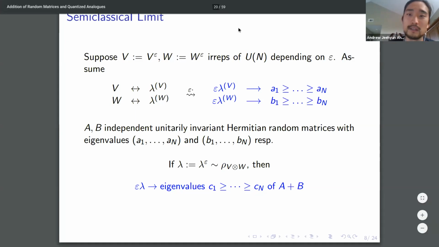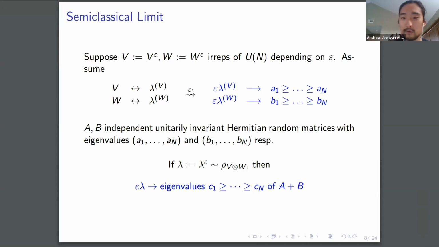Okay, so this is the connection between these quantized models and these random matrix models. I hope I've convinced you that there's some sort of mesh parameter which we send to 0 that really does recover this additive random matrix model from these quantized analogues.